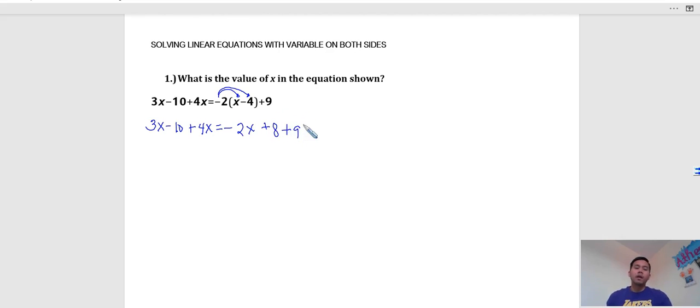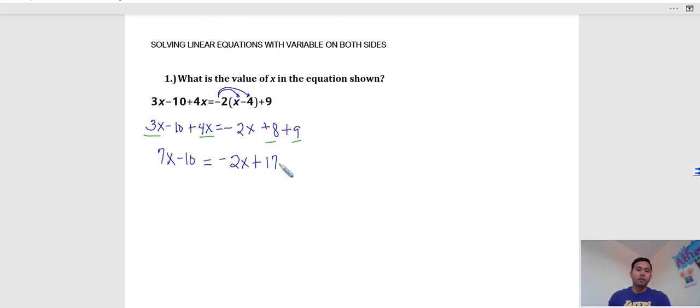And then after that, on both sides, take a look at the like terms, and then you combine them. So we have to combine like terms. On the left side of the equation, the like terms are 3x and 4x. And then we have like terms as the constants 8 and 9. So 3 plus 4 will give us 7x, and then you still have the negative 10 there. So that's negative 10 is equal to negative 2x, and then 8 plus 9 will be positive 17.